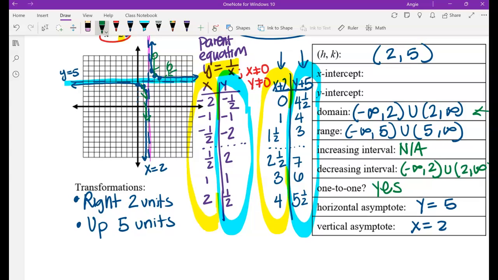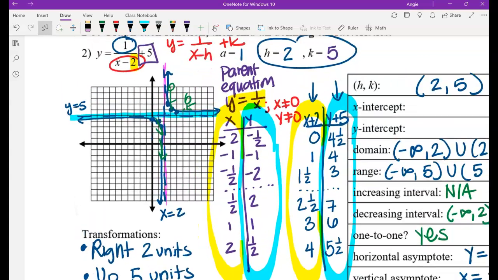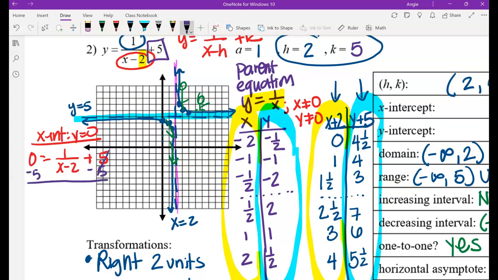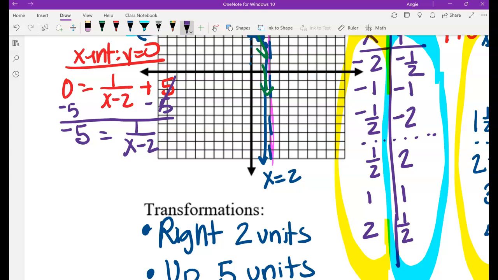So the only 2 things we have to work out for this question by hand are going to be your x-intercept and y-intercept. So let's do your x-intercept right over here. So x-intercept, let's get this color. X-int is when y equals 0. 0 equals 1 over x minus 2, plus 5. Step number 1, students, minus 5 over. So negative 5 equals 1 over x minus 2. And students, your lowest common denominator is going to be x minus 2. So multiply each side by x minus 2.